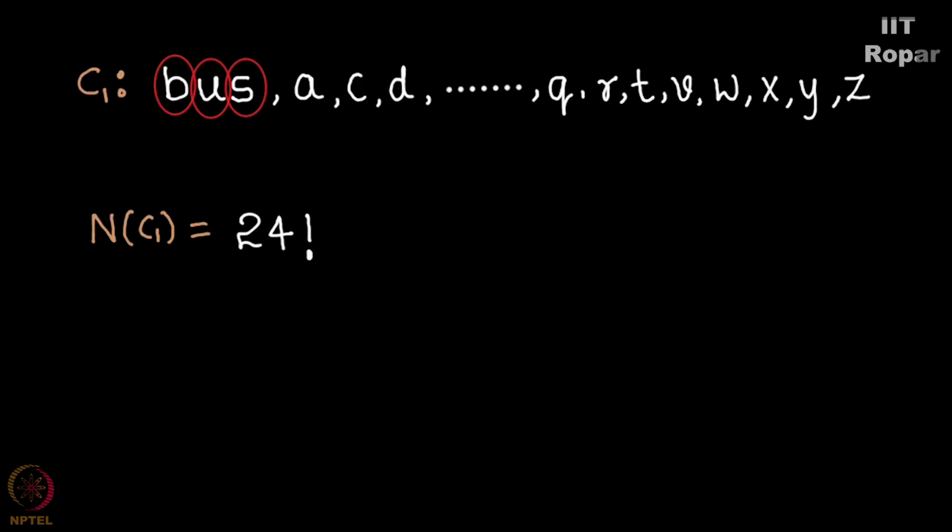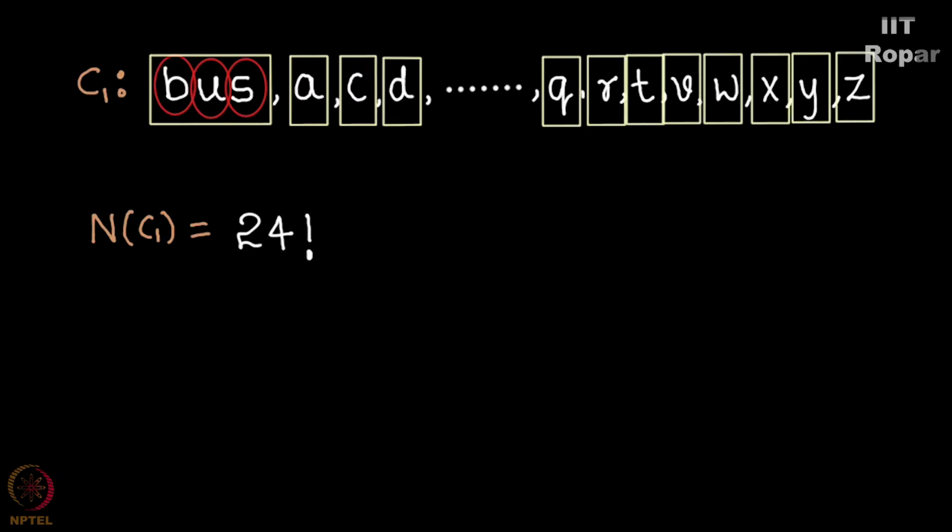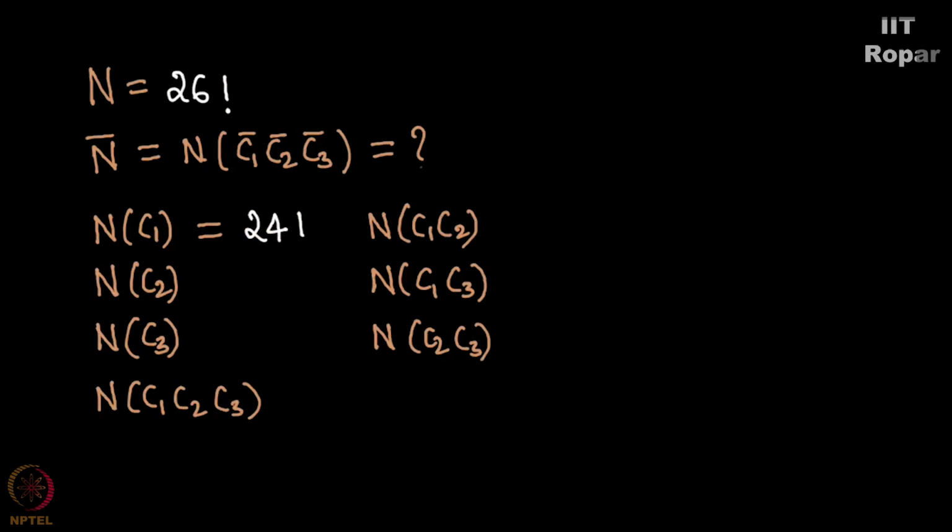Why 24? Give a look at it. Bus is 1 unit and the rest of the alphabets, how many are there? It is 23. So it is 23 plus 1, which is 24 factorial. So in these many ways, the words can be permuted which contain bus as a string. So n of C1 happens to be 24 factorial.